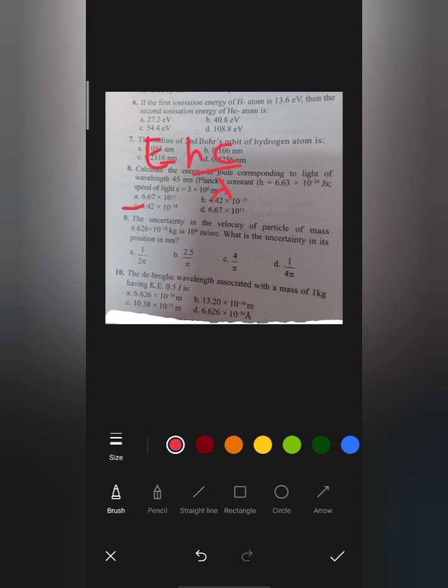Now comes to the ninth question. The uncertainty in the velocity of a particle is given, and what is the uncertainty in position? Again, it comes from the topic Heisenberg uncertainty principle, and you know delta x is equal to h upon 4 pi m delta v, right? Just substitute all the values, you will get the answer, that is option D, 1 upon 4 pi. Last question of today's class, that is question number 10.